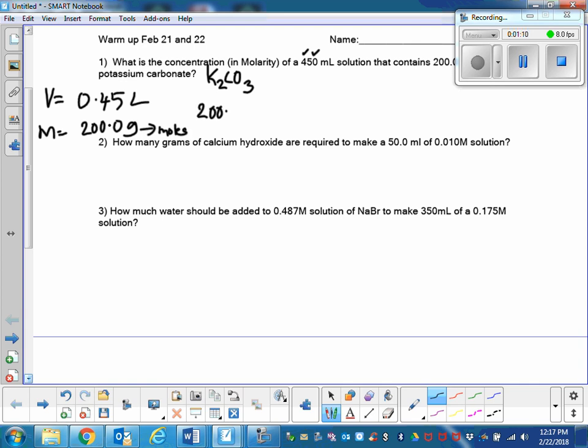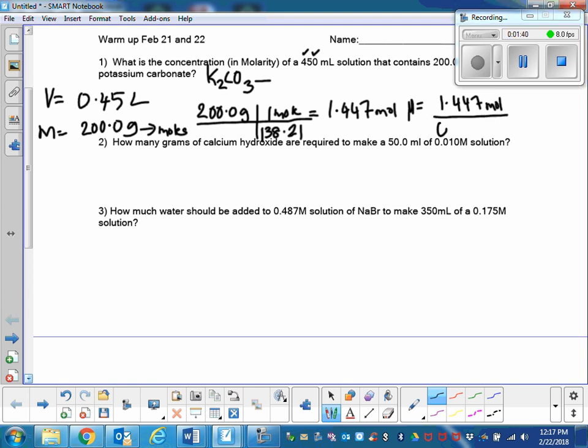So that will be 200 grams. And if I find the molar mass of this, it's going to be 138.21 grams is 1 mole. And that makes it 1.447 moles. I didn't round at this time, right? Because I'll round at the end. And finally, I solve for molarity, which is 1.447 moles divided by 0.45 liters. And that is only two significant figures, which gives me an answer of 3.2 M. That is my molarity for the first problem.